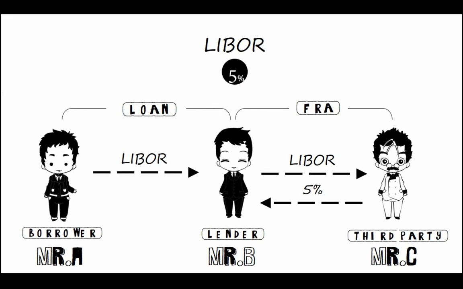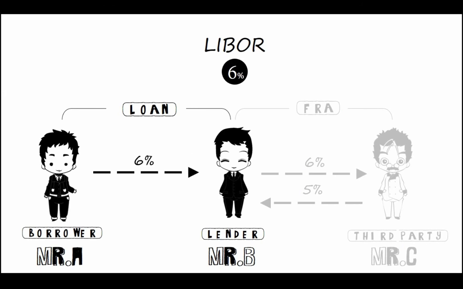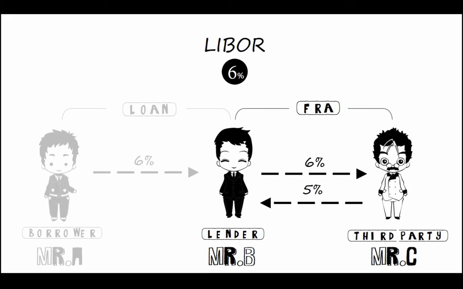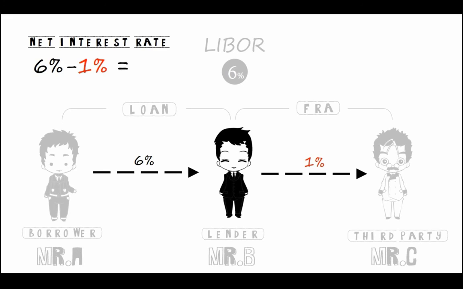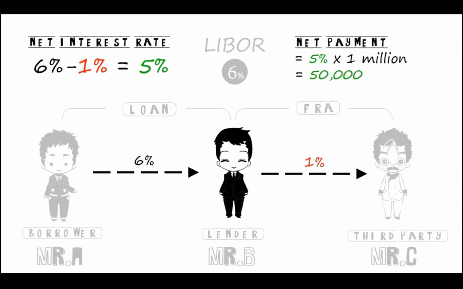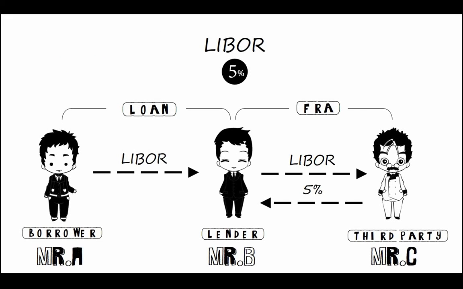Suppose LIBOR goes up to 6% when 1 year passes. Mr. A will pay Mr. B 6%. On the other hand, Mr. B is supposed to pay Mr. C 6% and he will get 5% back. But only the net amount will be paid, so Mr. C will get 1% from Mr. B. Finally, Mr. B will get net 5% interest rate, so the net amount he will get in 1 year is $50,000.